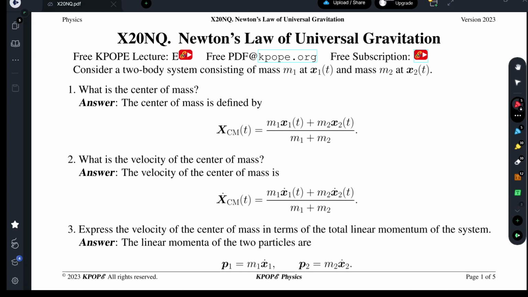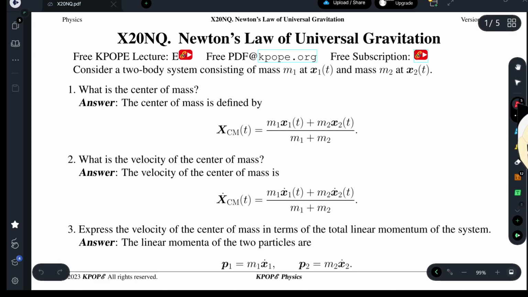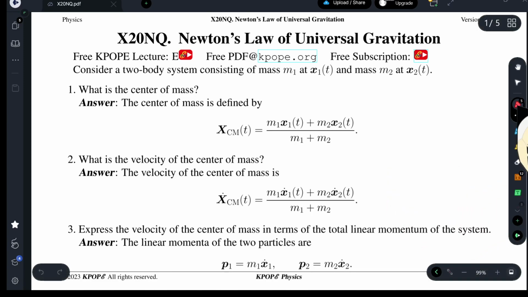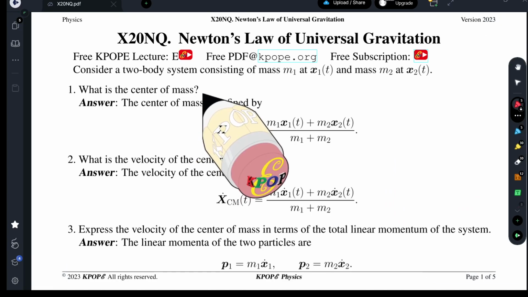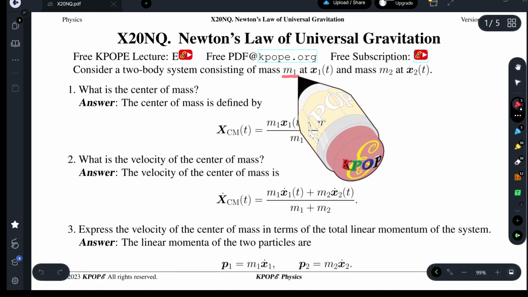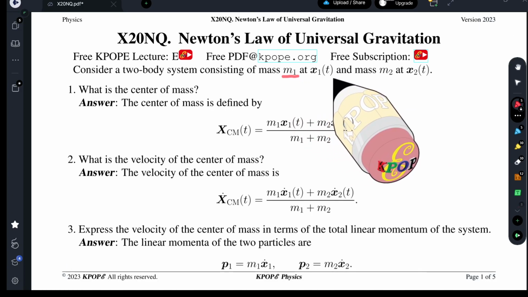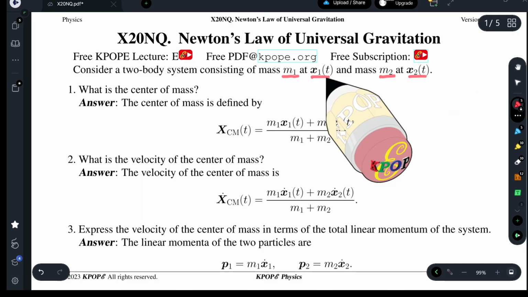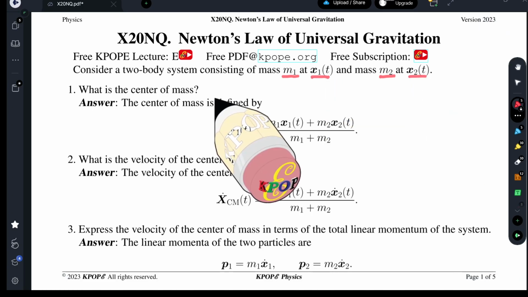Okay, this NQ, the 20 NQ, explains some details about the two-body system. Especially, we review what the center of mass is. So it is a very simple one. What is the center of mass of a two-body system consisting of M1 placed at x1 and M2 placed at x2? What is the center of mass?